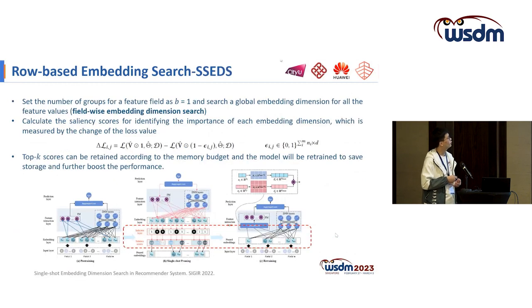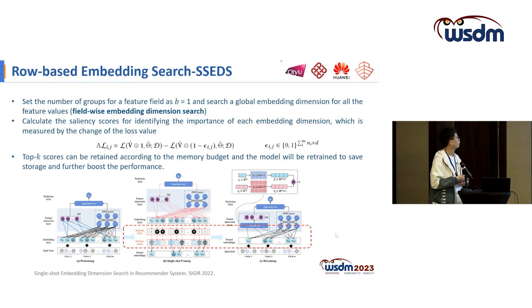The first one is SSEDS, which was published in SIGIR 2022. A special case is setting the number of groups for a feature field as one, and then searching a global embedding dimension for all the feature values within this group, which is referred to as field-wise embedding dimension search.